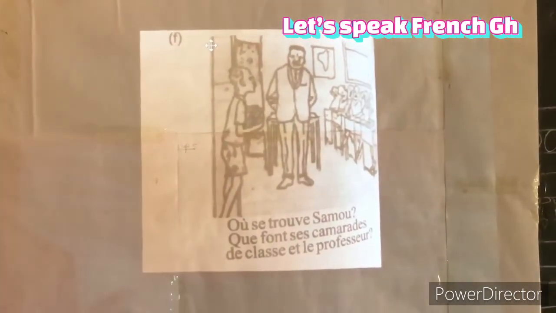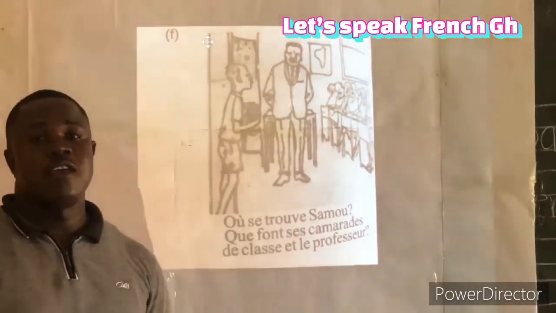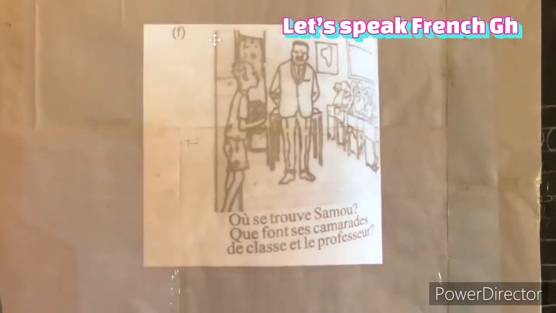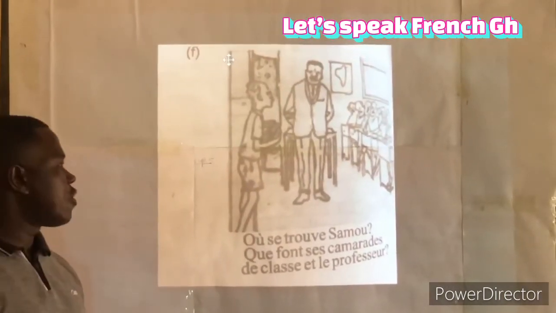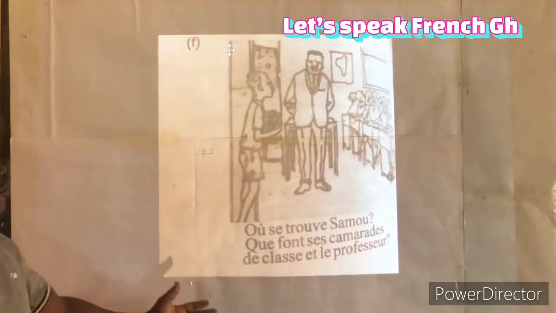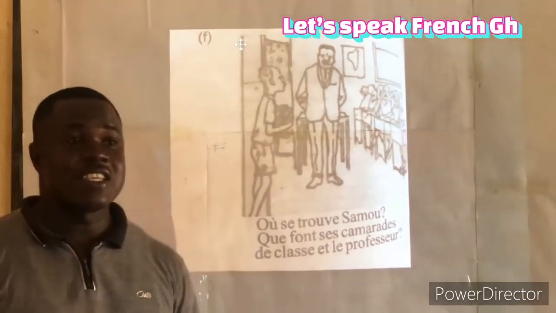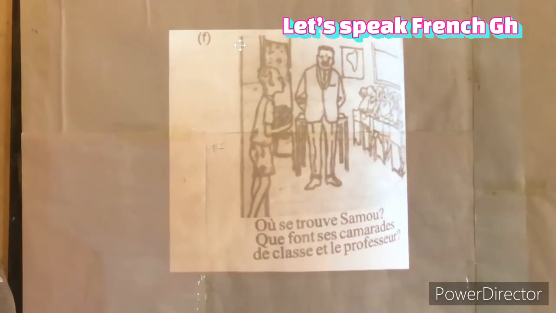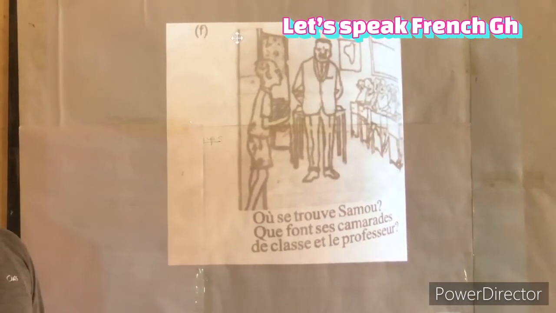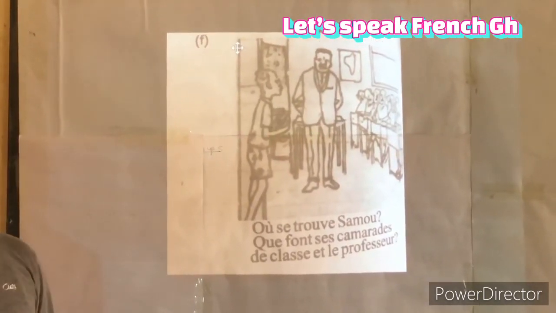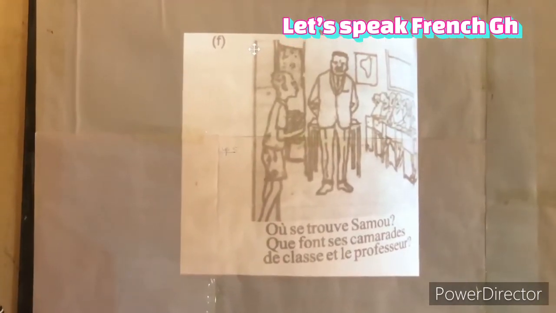Then you see Samu in the classroom. Où se trouve Samu? Remember I said où means where. Where is Samu now? Que font ses camarades de classe et le professeur? And what are his friends in class doing? Alright, so où se trouve Samu? Samu est en classe. Samu is in class.